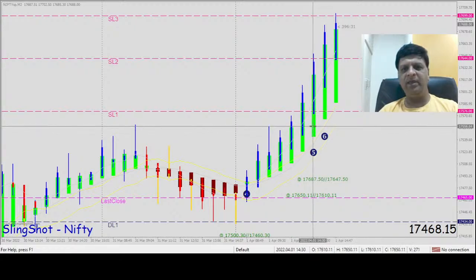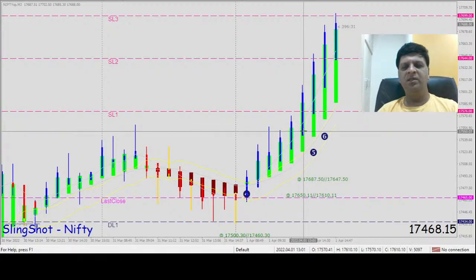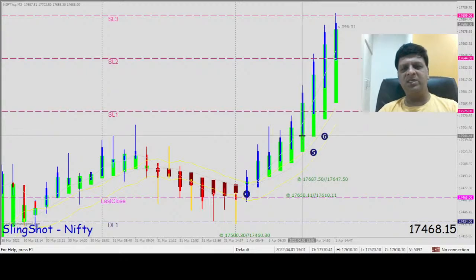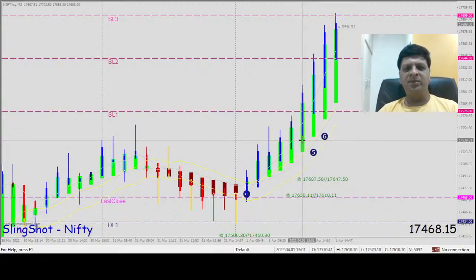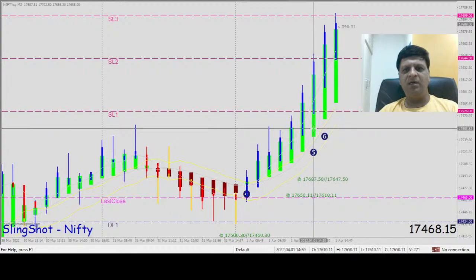In the afternoon, approximately 3 p.m., the market was stopped at 17610, and then successful to this. Subsequent to this, the next candle started. In the next 5 minutes, the market moved up by another 40 points.